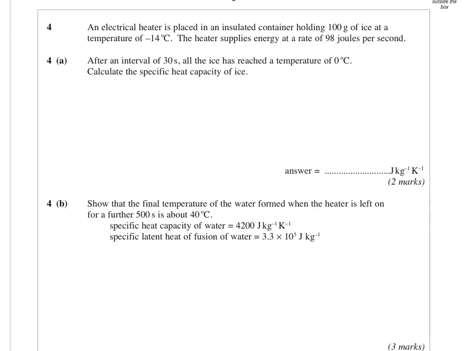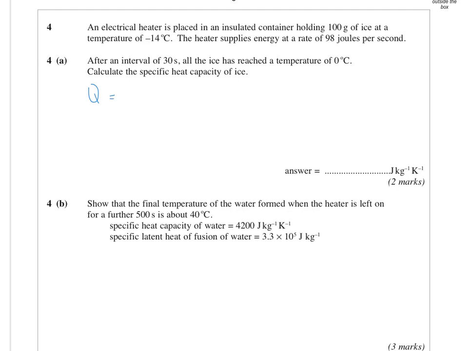Okay, so moving on to some thermal stuff. You've got an electric heater. It's holding 100 grams of ice at a temperature of -14, and it supplies energy at a rate of 98 joules per second. After an interval of 30 seconds, all the ice has reached a temperature of 0 degrees. Calculate the specific heat capacity of ice.